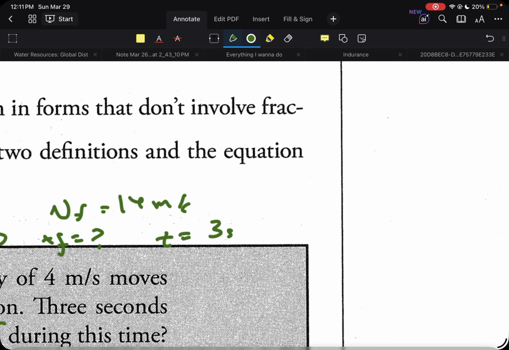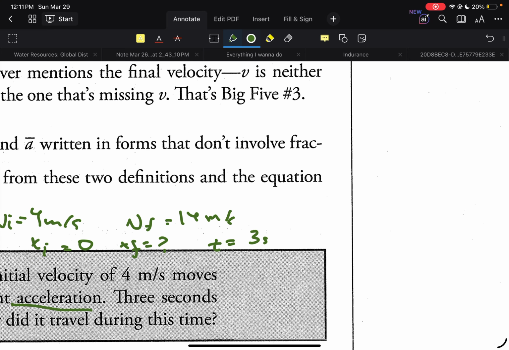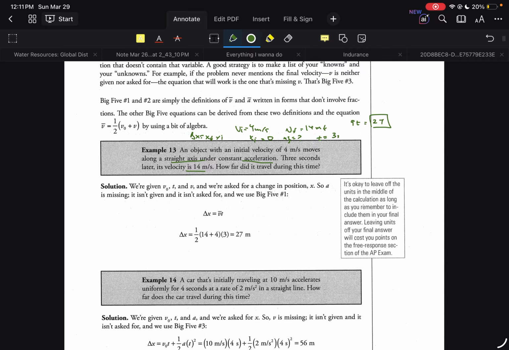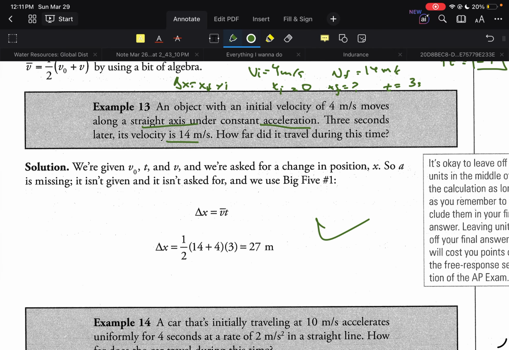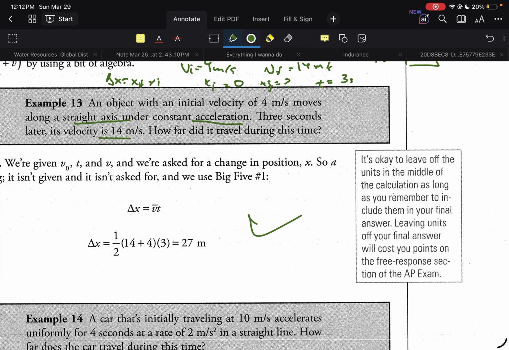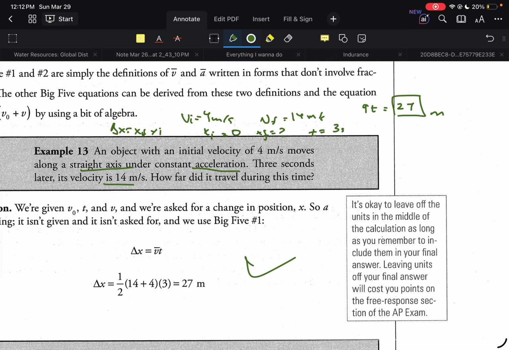I think we could literally just find the average and multiply this constant by time. 9 times t, 27 is what I would say. I guess. Put meters at the end. Think about it this way, okay? Does that make sense?